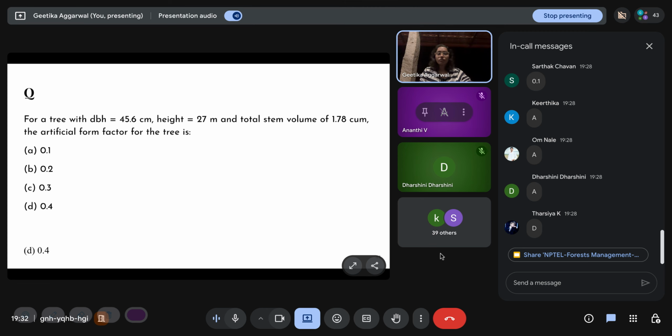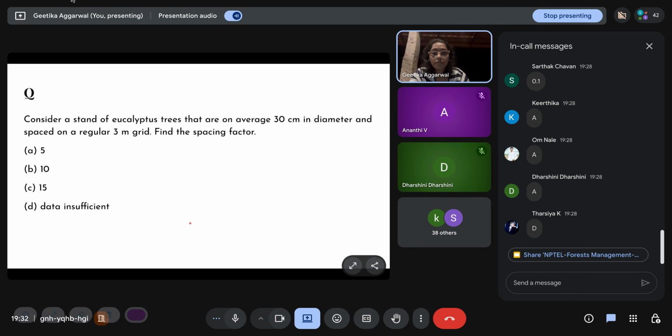Okay, anyway, if nobody's trying it out again, go back and check it. Basically, you don't have to use DBH directly if you guys have been doing that. Volume is form factor into basal area into height. I also got confused for a minute, but I hope if you do it again, you will get the correct answer. Moving on to the next question.